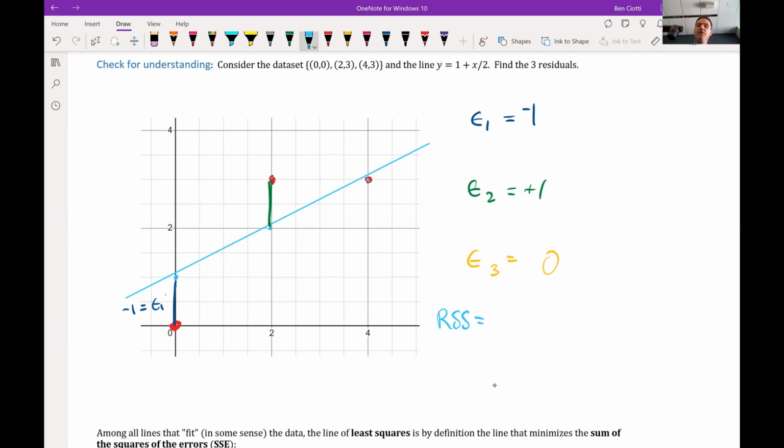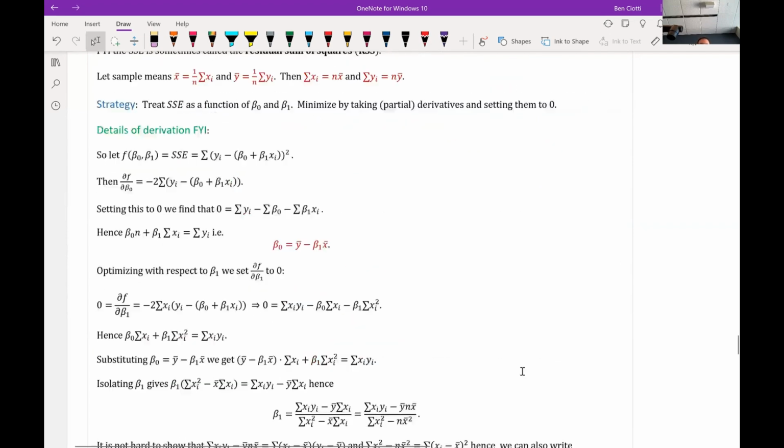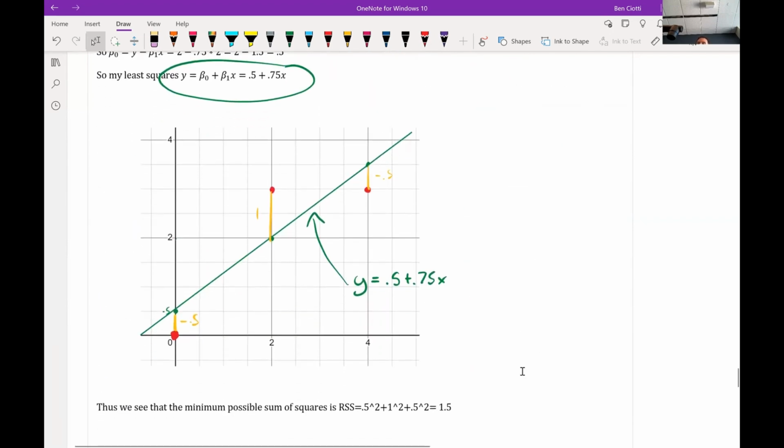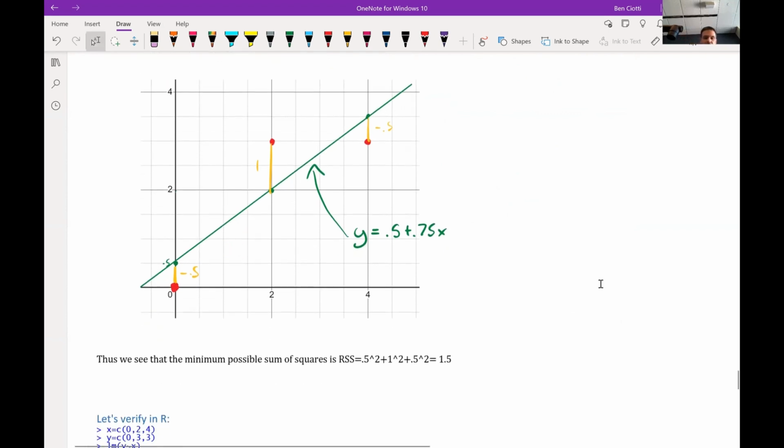All right. And indeed, you'll have to take my word for it that it's as small as it could ever be. There's no other line that will do better. Okay. And let me know if you have a question.